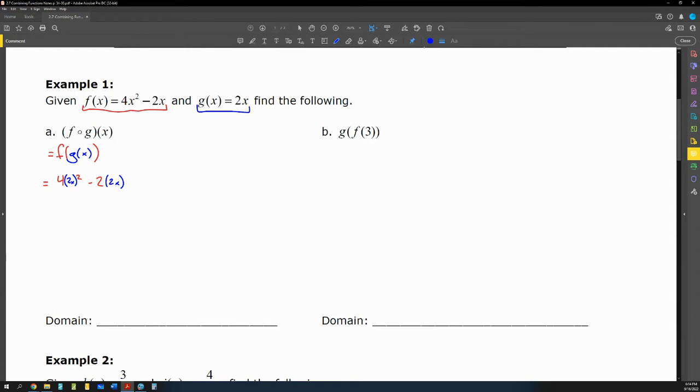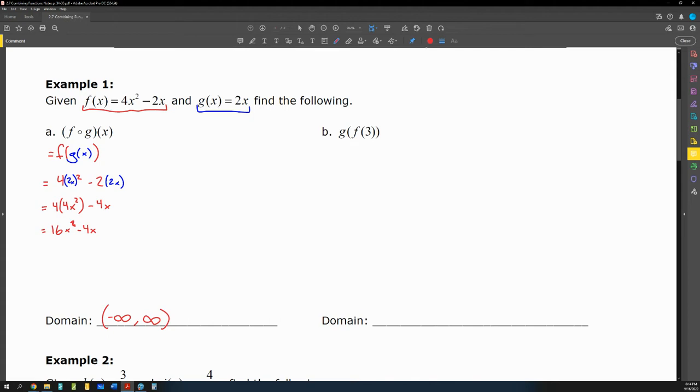All right. Now let's go ahead and simplify this expression. Here we have the quantity 2x squared is equal to 4x squared. So we have 4 times 4x squared. And then minus, well, 2 times 2x is 4x. And then we're going to simplify further. We get 16x squared minus 4x. Okay? This is a quadratic function or polynomial function. The domain for all polynomial functions is all real numbers, or negative infinity to infinity.